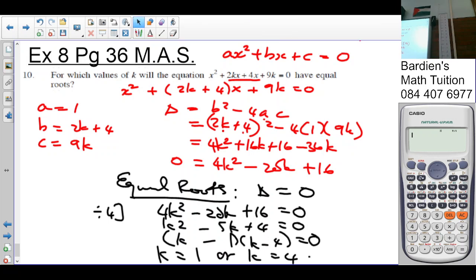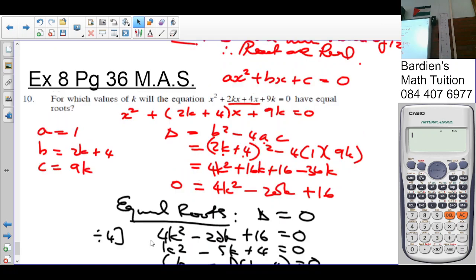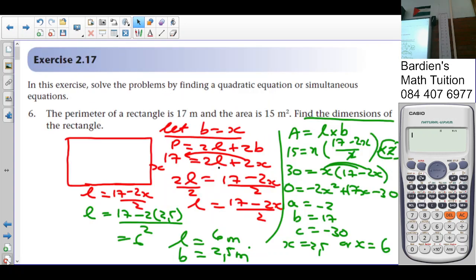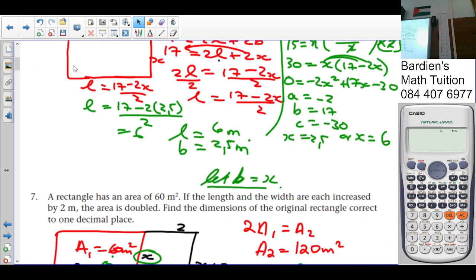If we had said for non-real roots, then you would have said delta is less than 0. If we had said for real roots, delta is greater than or equal to 0. Okay. So that basically brings us to the end of the nature of roots. As I indicated before, it's a very important concept to understand.